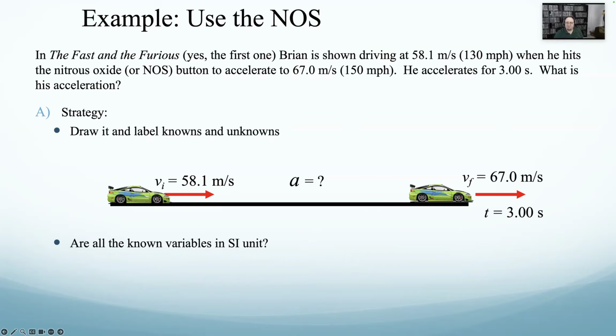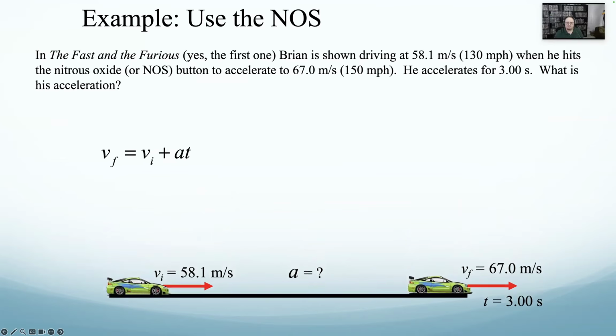And I'll find the equation. Now, I need an equation with V final, V initial, a and t. And the equation with V final, V initial, a and t, that's this one. And so I'll use this equation to solve. I'll make some more space, and I'll solve for a.